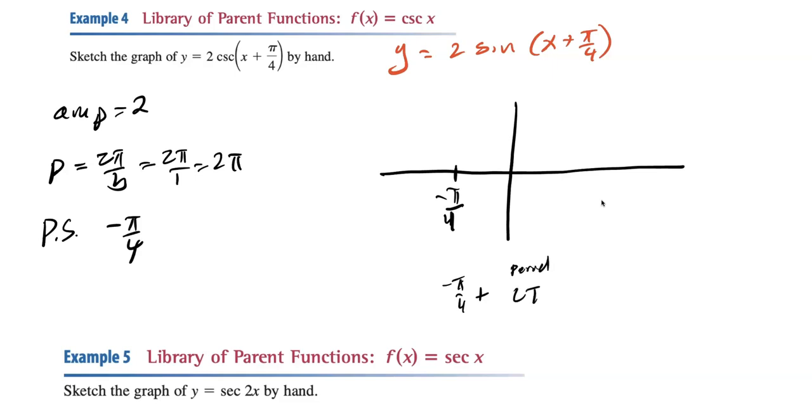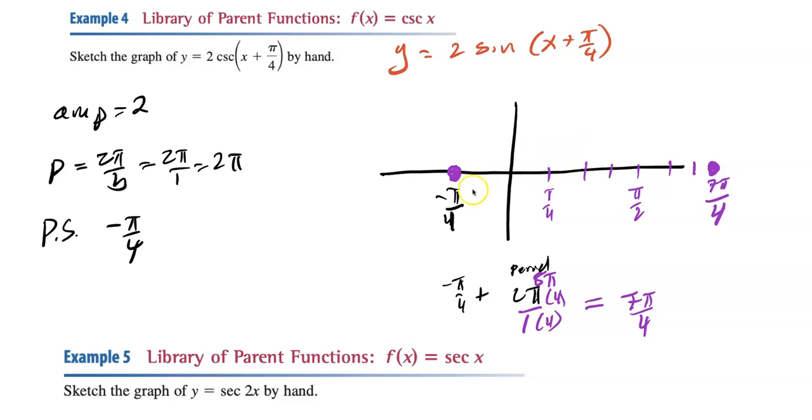Period is 2 pi. Common denominator over 1, so 4 and 4. So I get 8 pi over 4. Negative pi over 4 plus 8 pi over 4 is 7 pi over 4. So we're going to end up at like 7 pi over 4. So let's say it's 1 pi over 4, 2, 3, 4 pi over 4. So that's pi over 2, 5, 6, 7, 7 pi over 4. We'll say it's right there. Right, so that's where our graph's going to end. Start here, end there.